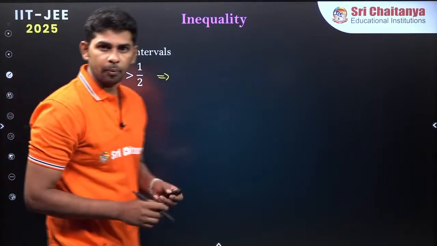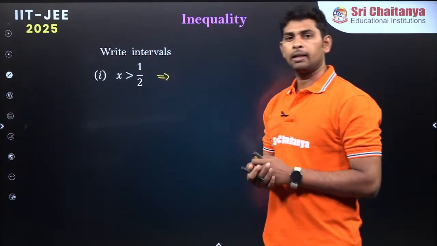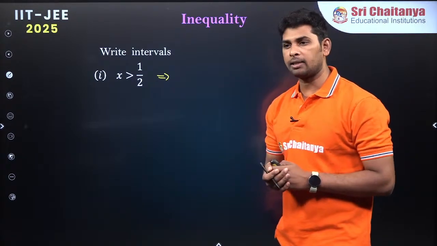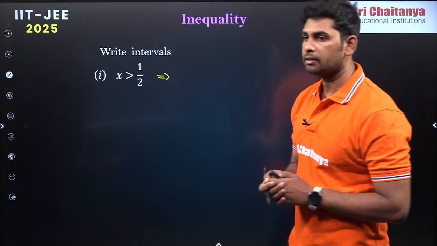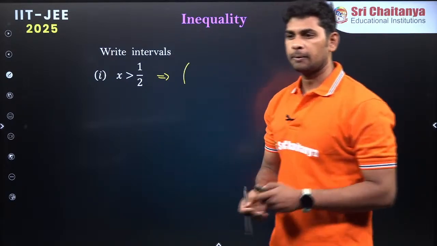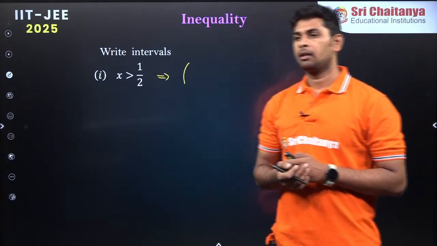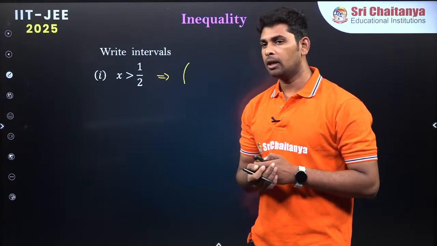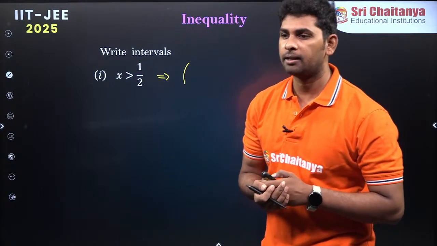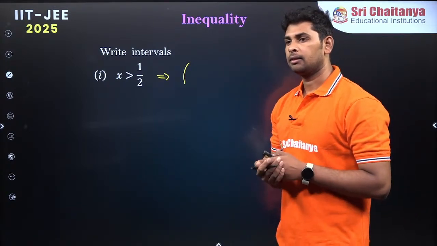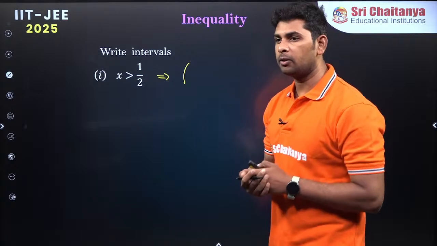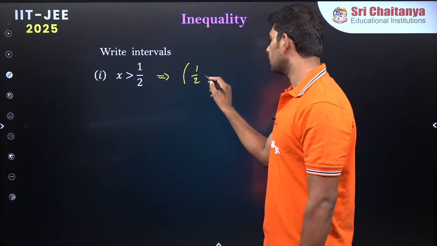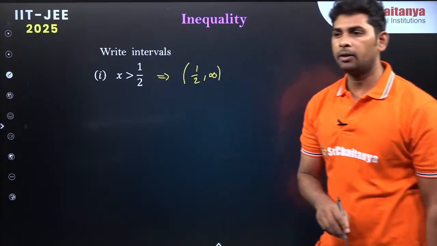First one, all of you please give me the interval for this one. You have to give this interval here. If x is greater than 1 by 2, how you are going to write? Right, so we just have to take the interval. I just have shown you how we are going to take open bracket and close bracket. Right, 1 by 2 to infinity, very good. That you are writing x is greater than 1 by 2, that is giving us 1 by 2 to infinity.